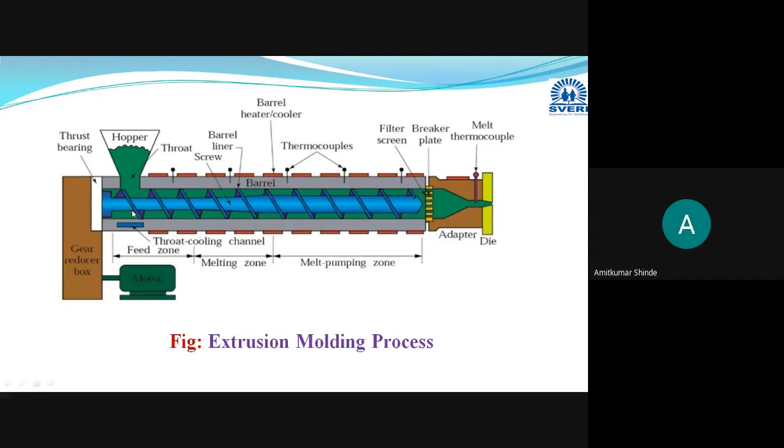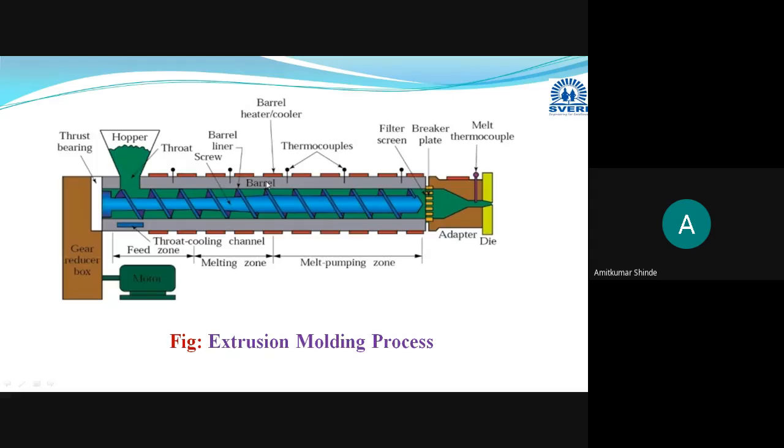Now this screw is operated with the help of one motor. With the help of that motor we can give rotational motion to this screw, and due to the rotational motion of this screw, whichever raw material we have fed through this hopper will move along. Simultaneously we are providing heat to this barrel or cylinder.